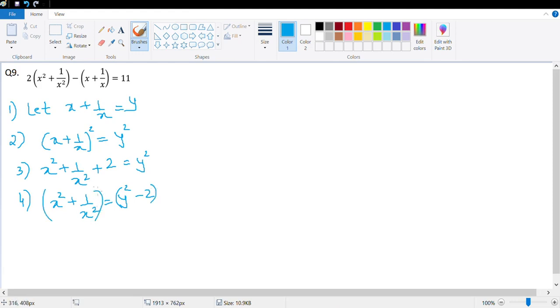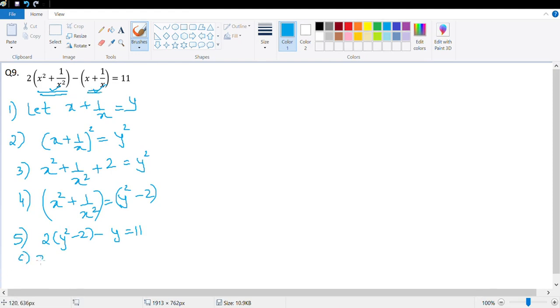Perfect. So now that we've got the value of x squared plus 1 upon x squared, we've taken this as y. Let's substitute. So when I substitute, I get 2 times y squared minus 2 minus y is equal to 11. Yes, that's 2 times y squared minus 2 minus y is equal to 11.